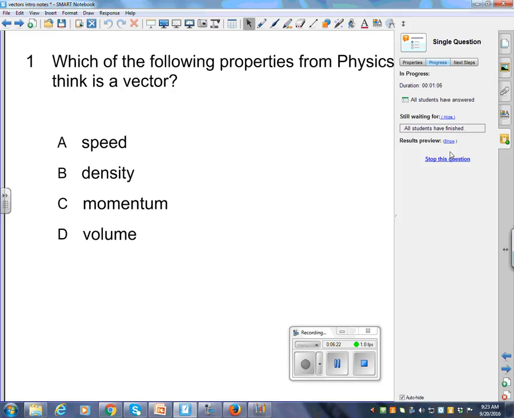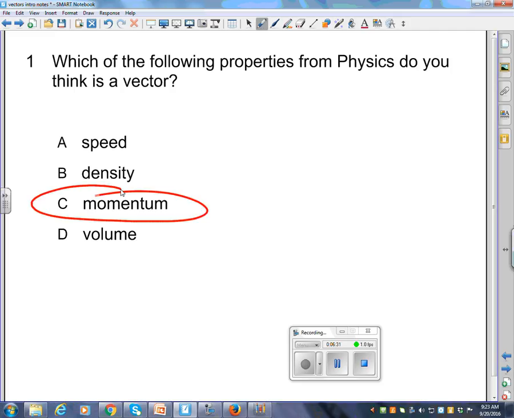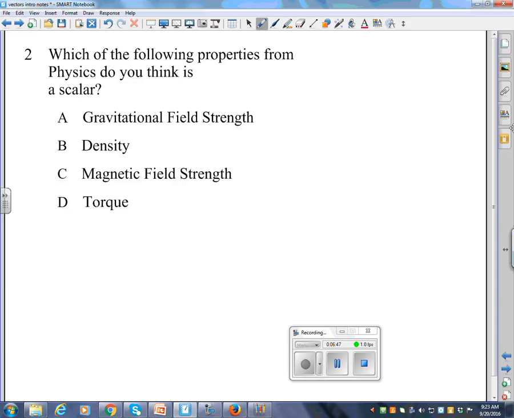I heard Colin say, it's either what? Yeah, but it's not speed, it's momentum. Speed is a scalar. It is velocity without the direction. Okay? Momentum, though, is your mass and your velocity together. Okay? Let's try this one here.